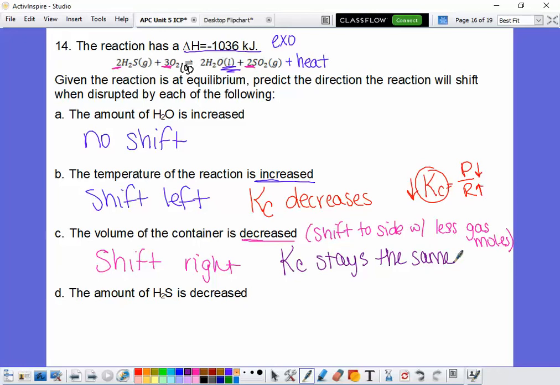All right, for the last one, the amount of H2S is decreased. Which way are we going to shift? To the left, because we're removing some of this reactant, and the reactant is gaseous, so it will affect the equilibrium position by changing the amount of it. So we're going to shift left. And what happens to Kc? Nothing, because we did not change temperature.